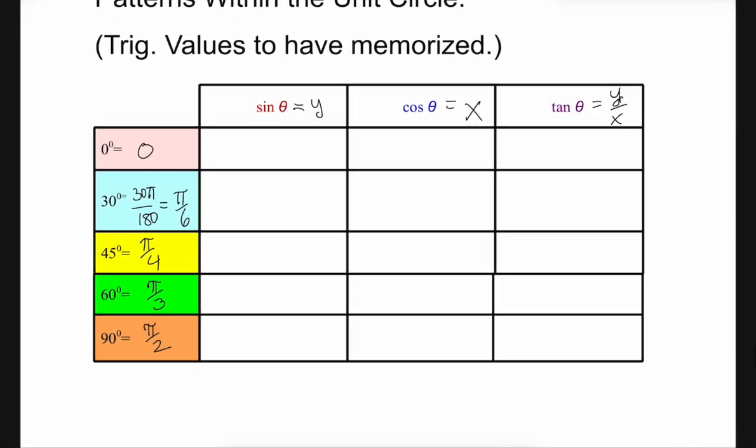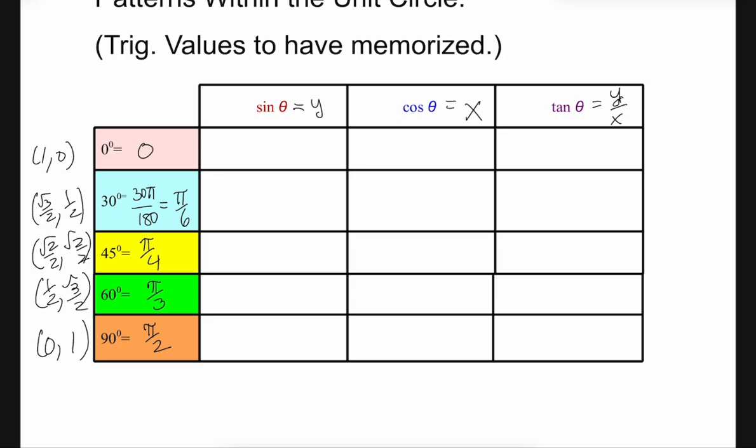Let's write down the points over here on the side. At 0 degrees, the point that I hit on the unit circle is 1, 0. 30 is square root of 3 over 2, 1/2. 45, square root of 2 over 2, square root of 2 over 2. 60, 1/2, square root of 3 over 2. And then finally, 90 is 0, 1. Yeah, okay, I had to debate that in my brain there for a second.